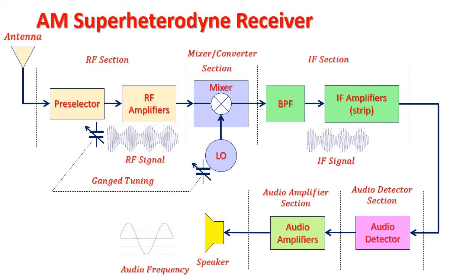Audio amplifier section. The audio amplifier section comprises several cascaded audio amplifiers and one or more speakers. The number of amplifiers depends on the audio signal power desired. For a large speaker, a large audio amplifier is needed or multiple audio amplifiers are needed. For a small speaker, a single low-power audio amplifier will suffice.